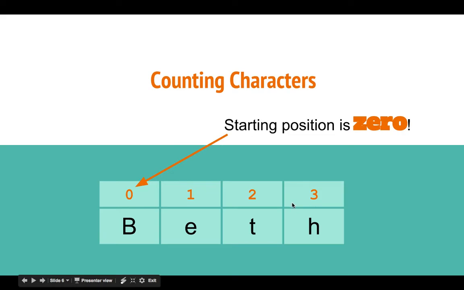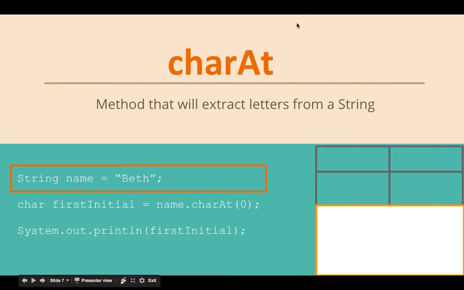So there are still 4, you can see that there's 4 boxes here, but that's why you have to be really careful when you're talking about the position of characters. And that comes into play with this new method which is called charAt. So it's basically like, where's the character at? What position is it in? It's going to extract the letters from a string, and we're going to say which position we want it to look at.